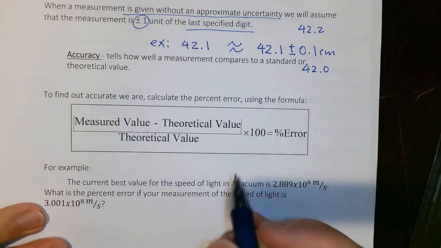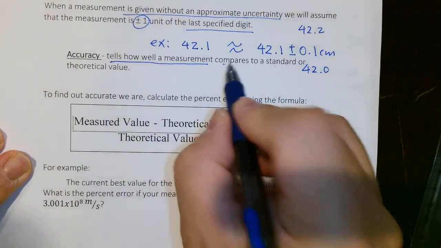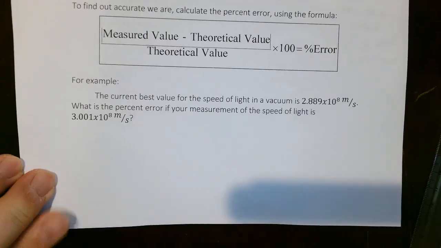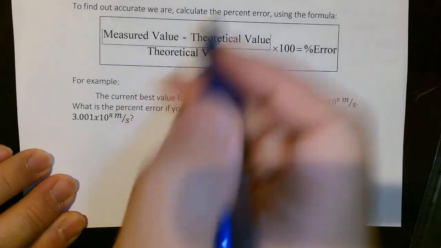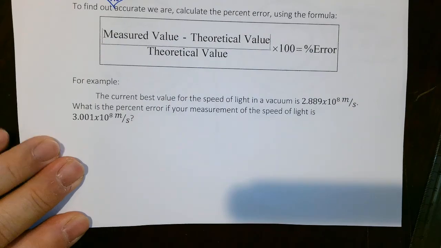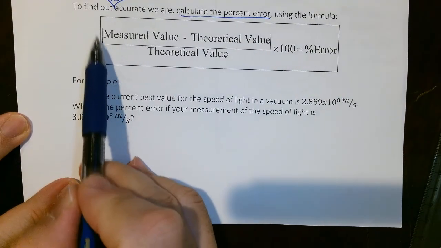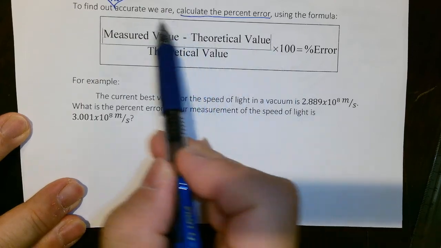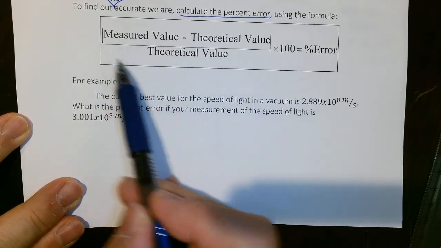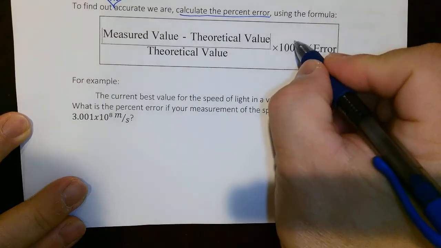All right. So accuracy tells how well a measurement compares to a standard or theoretical accepted value. To find out how accurate we are, calculate the percent error using this formula. Now, this here is the absolute value, so this top numerator will always be positive. Theoretical value is what is accepted in the scientific community, times 100%, okay?